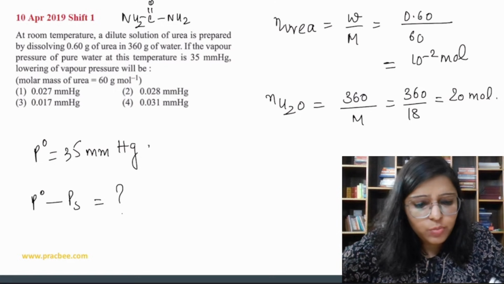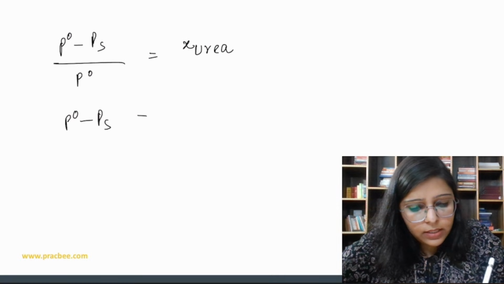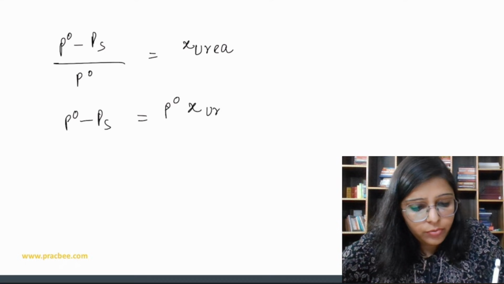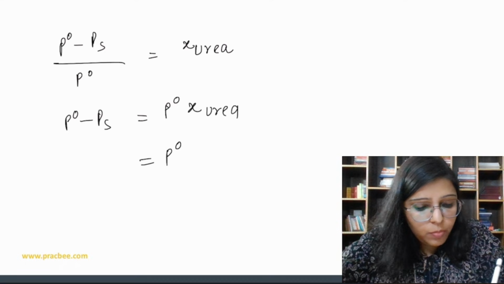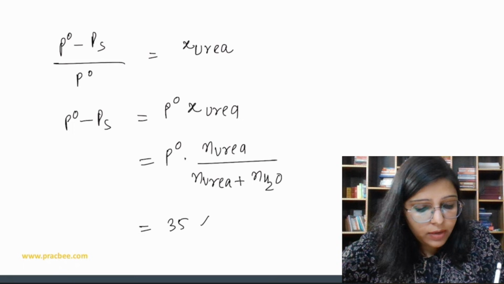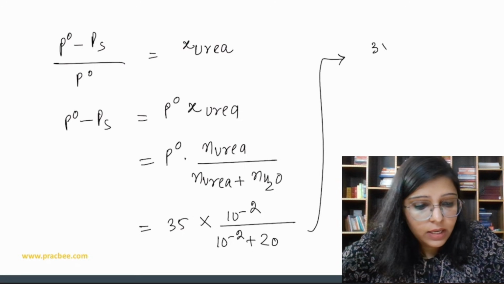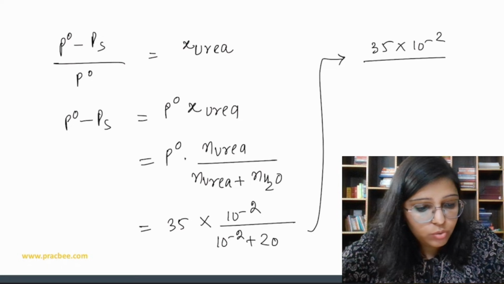Okay, so let's put all the values. P naught minus Ps is equal to P naught times the mole fraction of urea. The mole fraction of urea is the number of moles of urea divided by the number of moles of urea plus the number of moles of water. P naught is 35, the number of moles of urea is 10 to the power minus 2, and water is 20. So on solving this further, we get 35 into 10 to the power minus 2 upon 20.02.